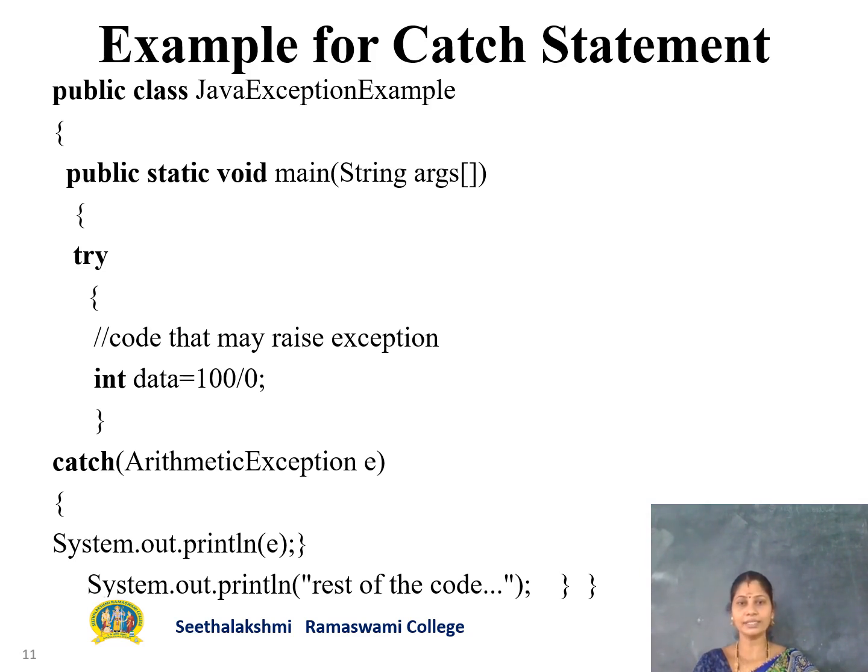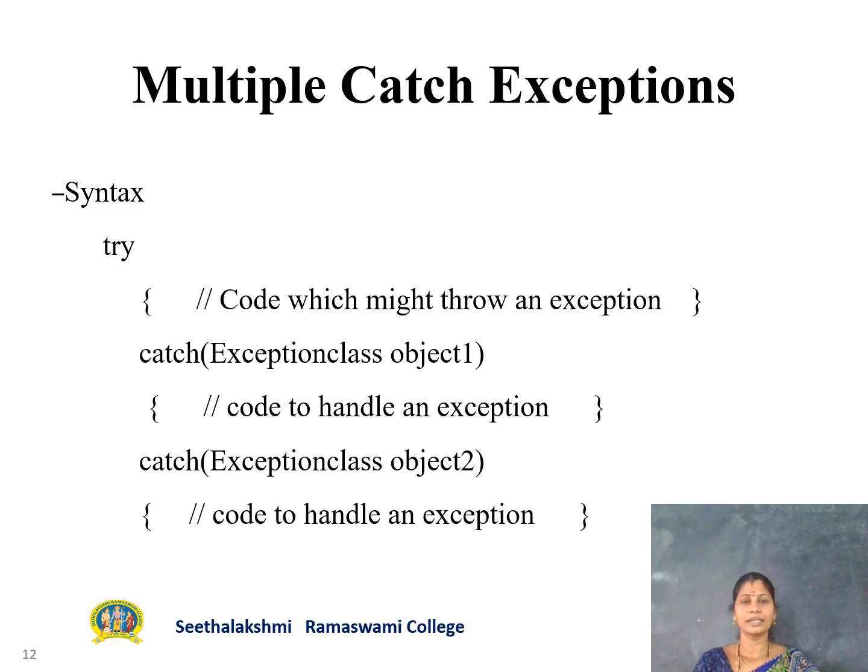The declaration for our data variable: int data equal to 100 divided by 0. Close your try block. Next start your catch block, catch of ArithmeticException e, where e is nothing but the exception name. Open your curly bracket and print the arithmetic exception name, that is e. And next is to print the rest of the code.